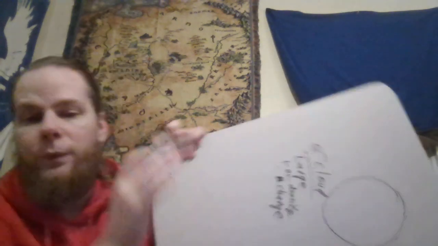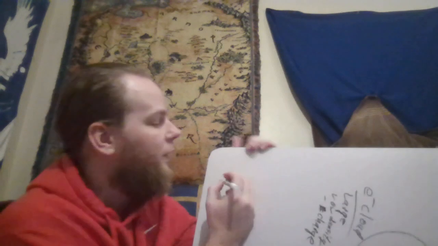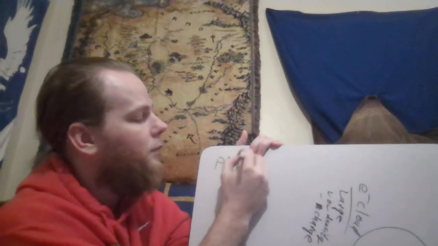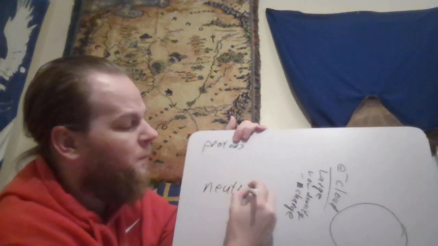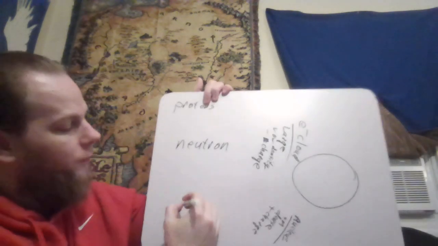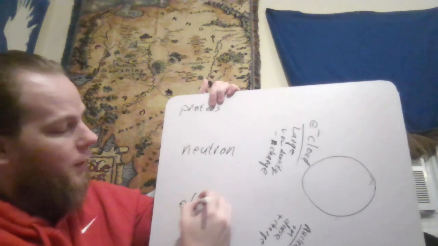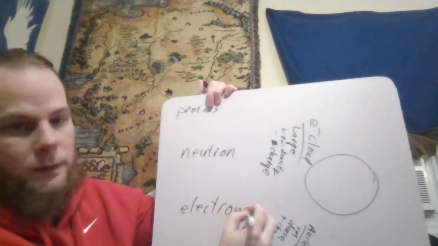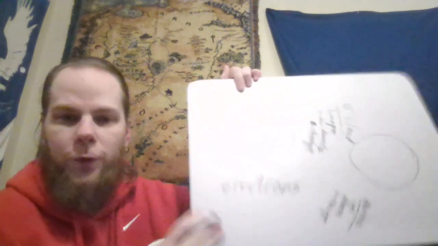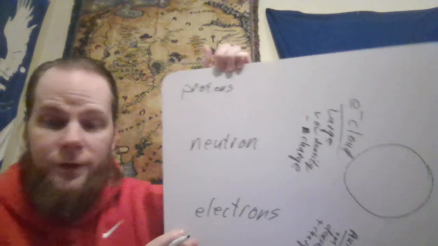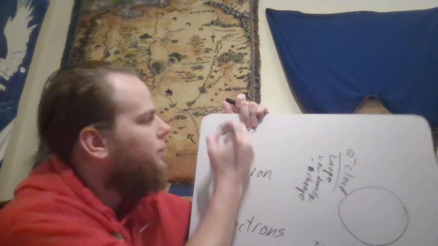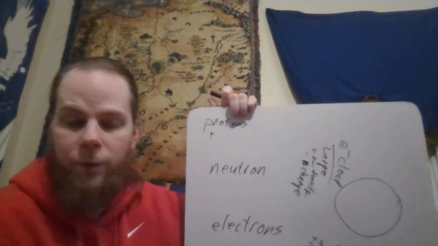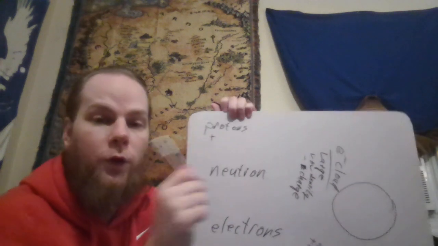Now let's talk about those three particles. The three particles that we talk about when we're looking at atoms are protons, neutrons, and electrons. These are the three particles that you're going to have to know. Protons, neutrons, and electrons. Now, protons are positive. They have a positive charge, and they are found in the nucleus.